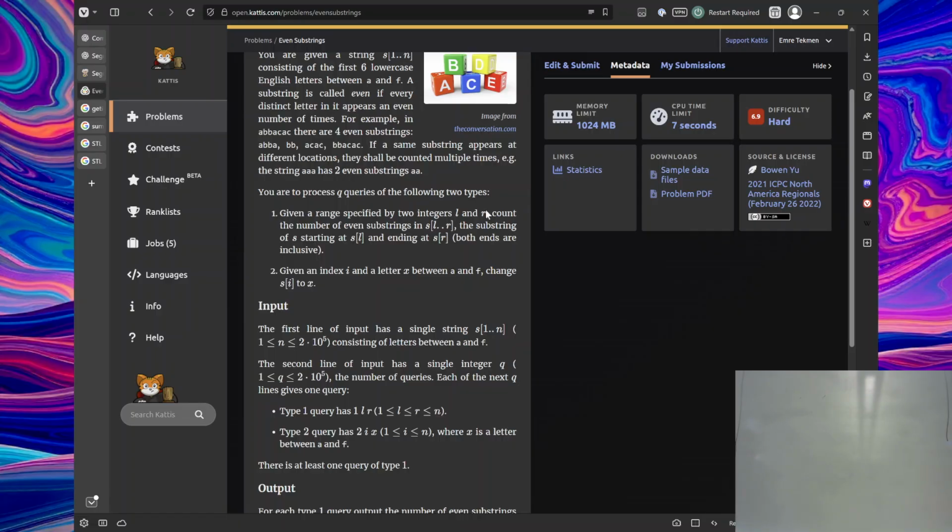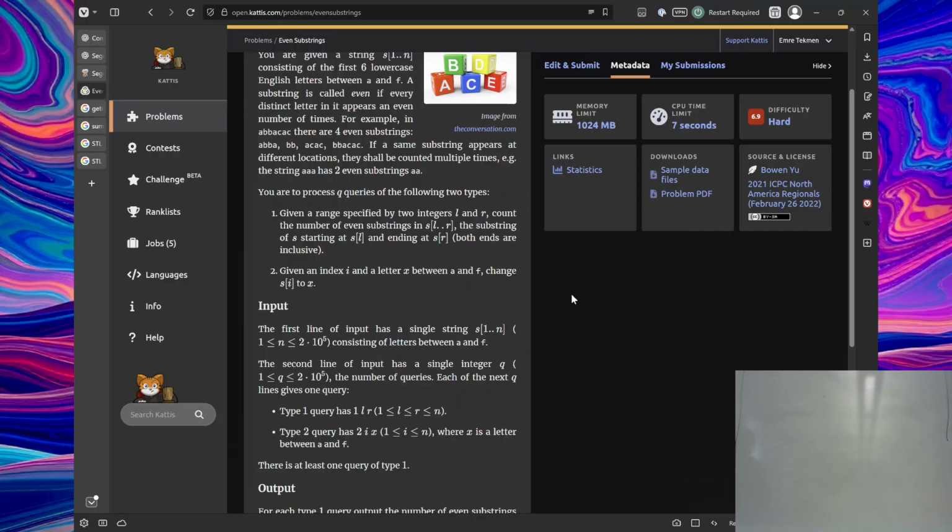You are to process Q queries of the following 2 types. Given a range specified by 2 integers L and R, count the number of even substrings between S_L and S_R, both ends inclusive. And given an index I and a letter X between A and F, change S_I to X. So this is quite a monster.